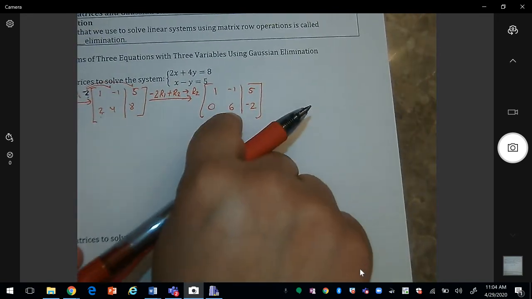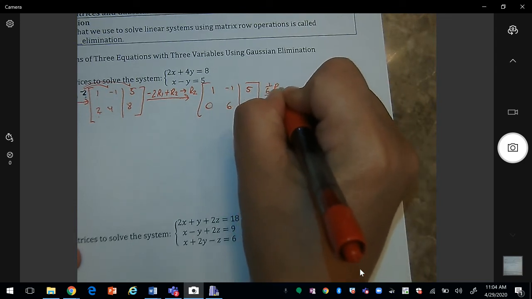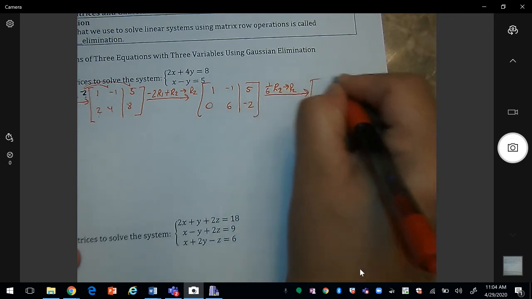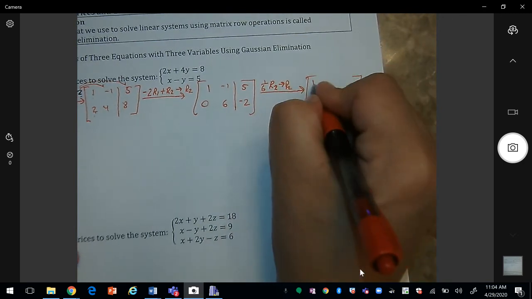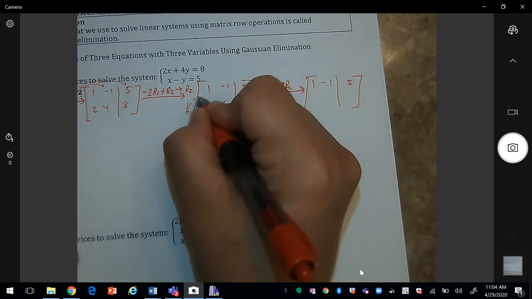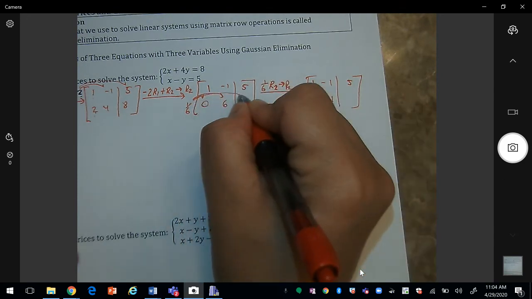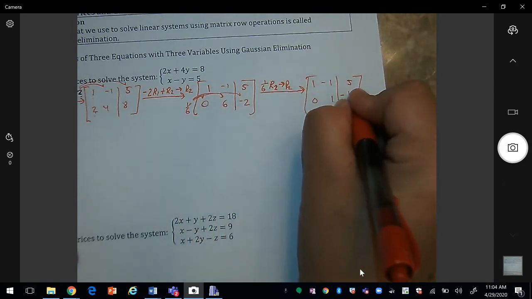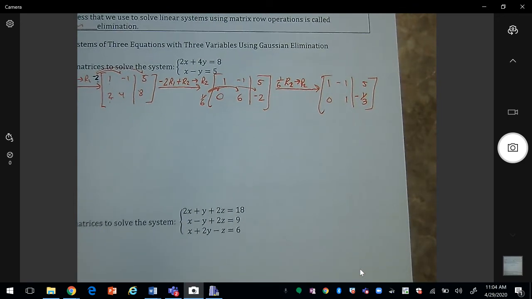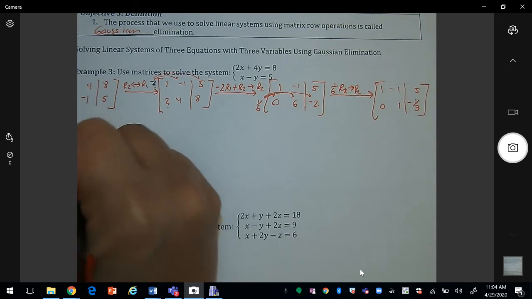Now I want to make the 6 a 1, so I'm going to multiply by 1/6 times row 2 and place my results back in row 2. So the first row I'm not changing, and I'm multiplying this by 1/6 times 0 is 0, 1/6 times 6 is 1, and 1/6 times -2 is -1/3. Okay, and then the next one, let me just copy down the matrix.